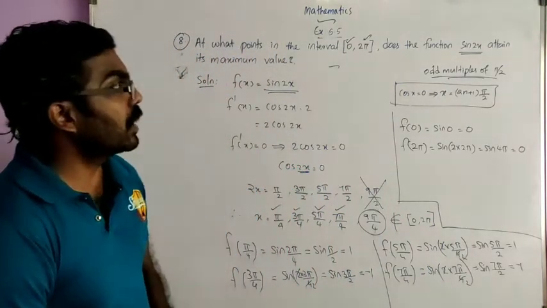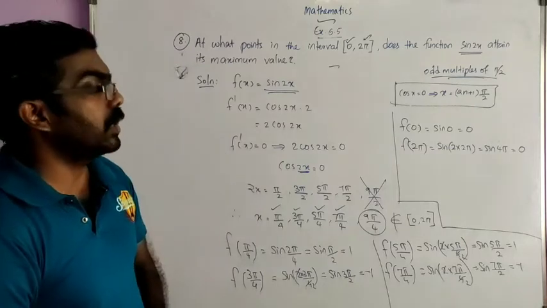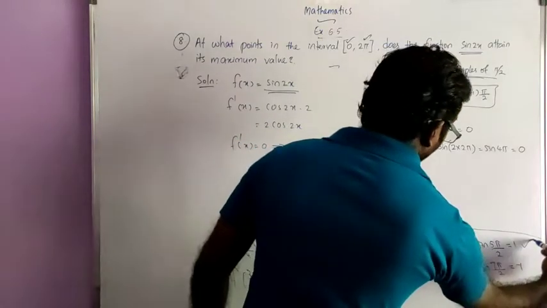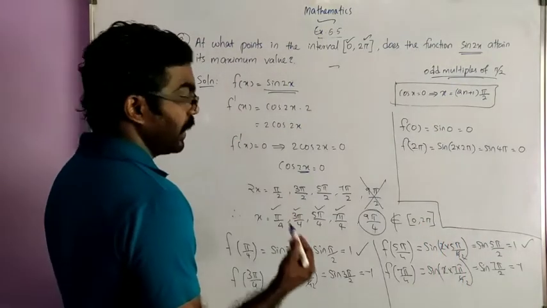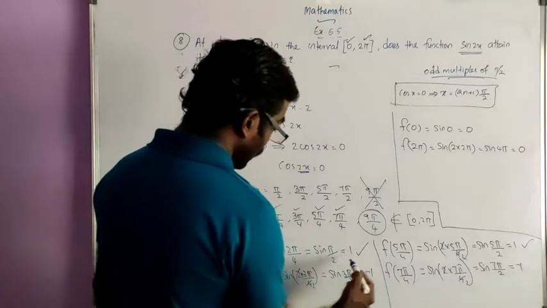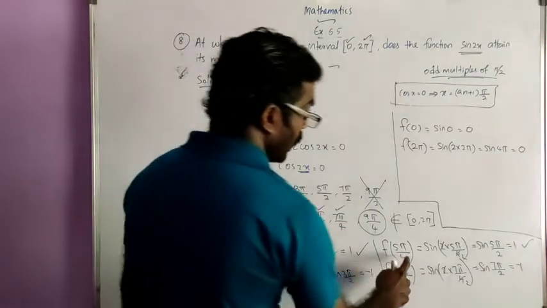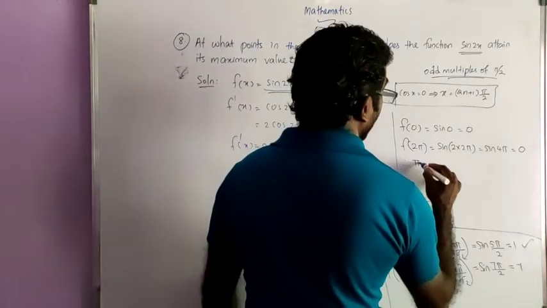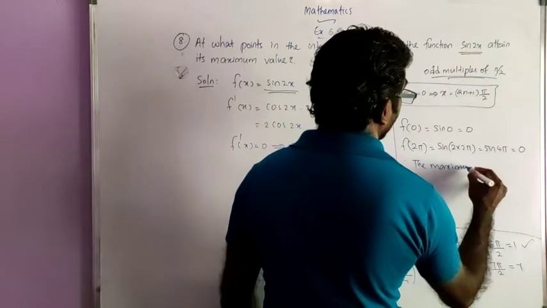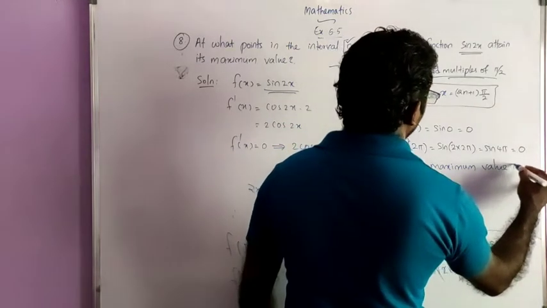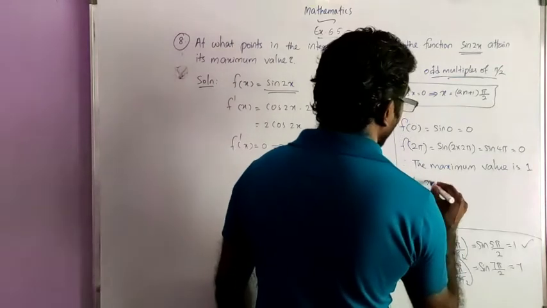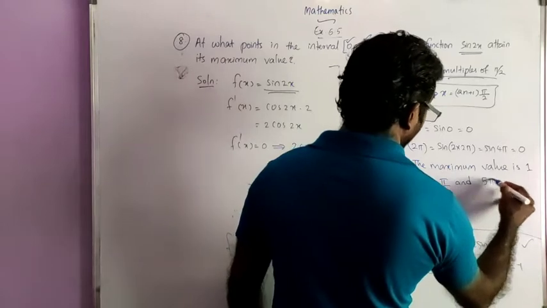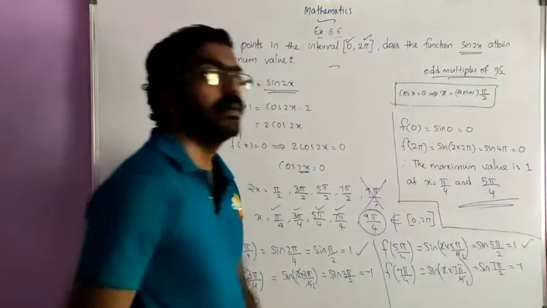Clear? So we can write the maximum value. Maximum value of the function here is 1. Here the function f of x attains its maximum value twice at x equal to pi by 4 and x equal to 5 pi by 4. So we can write, therefore the maximum value is 1 at x equal to pi by 4 and 5 pi by 4. Okay.